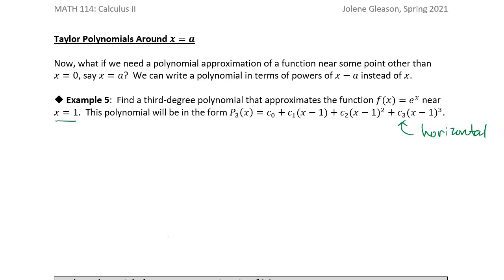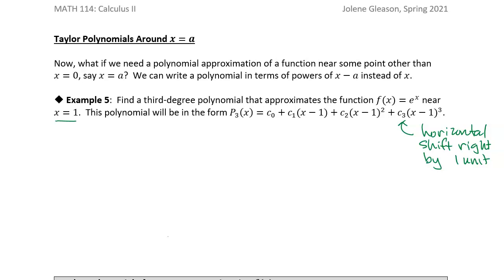A horizontal shift to the right by 1 unit. That's what that x minus 1 does. We're substituting x minus 1 for x in our polynomial, and that just shifts it to the right by 1. But we're going to go through the same process as we did before. We want the value of the function to match, and we want all of these derivatives to match. We want to find a third degree polynomial, so we want the first, second, and third derivatives to match.